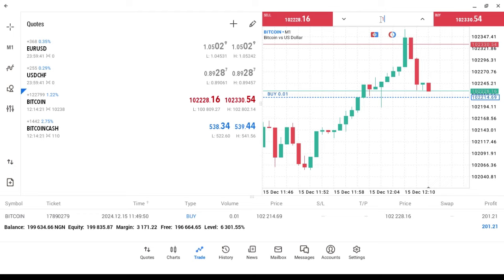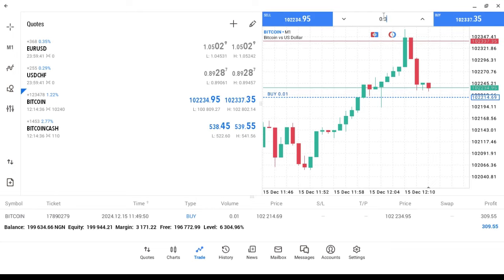It is not even anywhere. So I have to reduce my lot size to 0.1, which means you have to have at least $10,000 before you can take this lot size. If you don't have $10,000, you cannot take this lot size. If it is 0.2, I have to have $20,000, 0.3, $30,000, 0.4, $40,000, 0.5, $50,000, 0.9, $90,000.